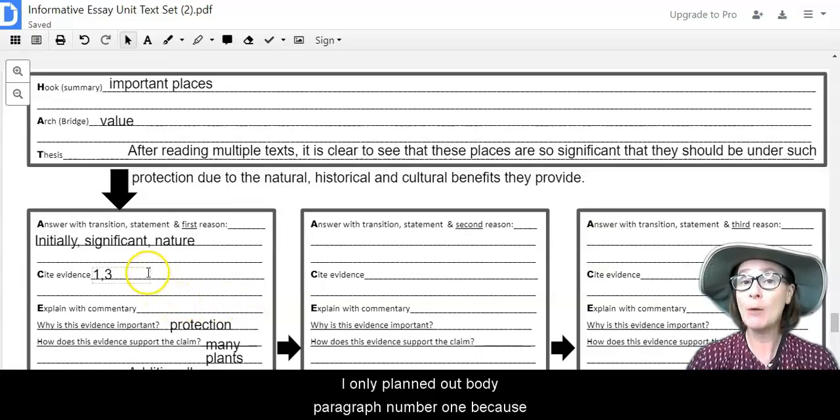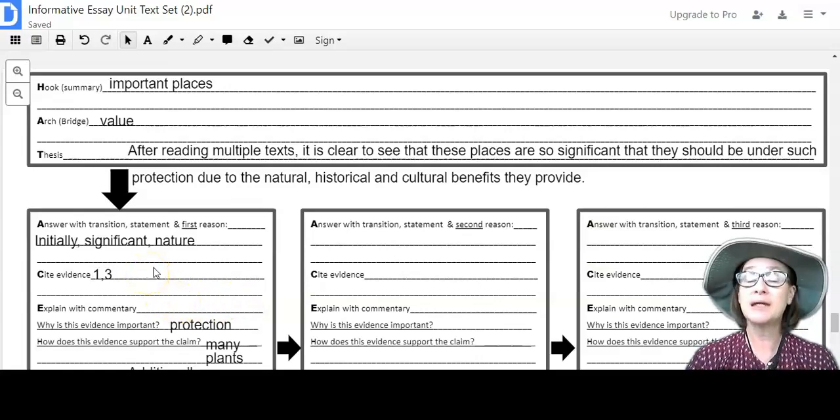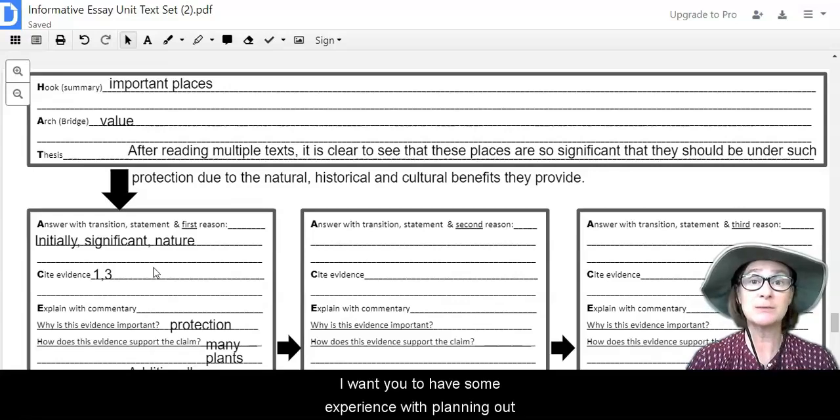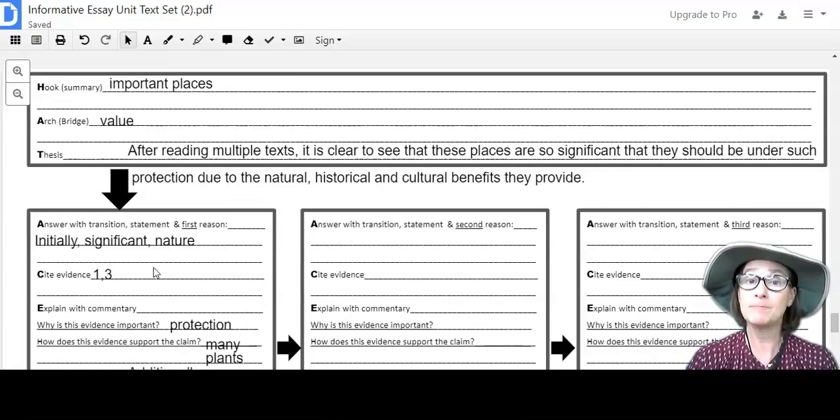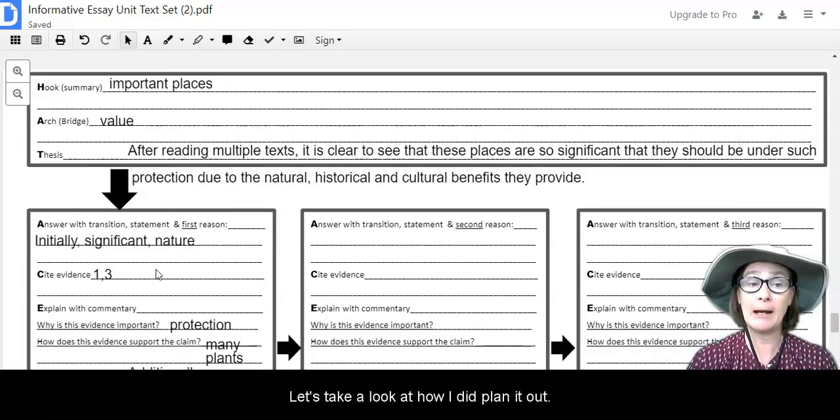I only planned out body paragraph number 1 because I want you to have some experience with planning out body paragraph number 2 and number 3. But let's take a look at how I did plan it out.